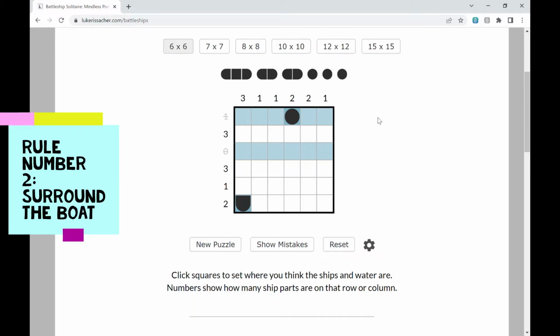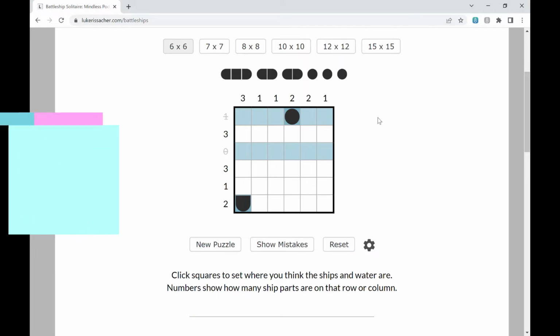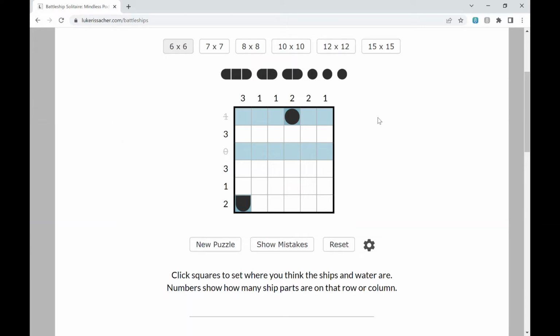Rule number 2 is surround the boat. Now, no battleships can be adjacent or diagonally touching another battleship. This means that any adjacent or diagonally touching squares around the battleship segments must be water. So therefore, if we have any battleship segments, we can immediately fill in the adjacent and diagonal squares with water. So can we do that anywhere here? Yes, we can.